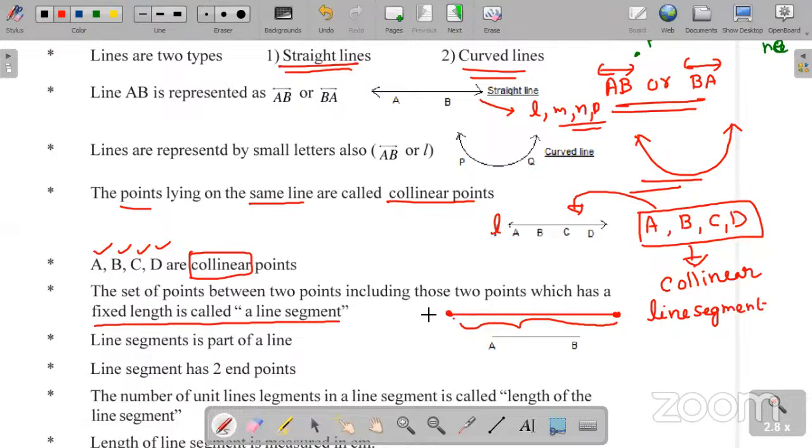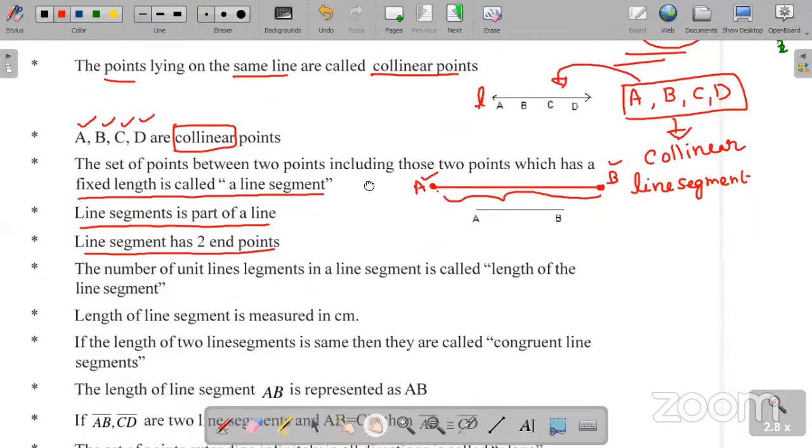A line segment is a part of a line. For example, say AB. It has two endpoints, A and B. It has a definite or fixed length. It is called a line segment. So a line segment is a part of a line, and it has two endpoints.